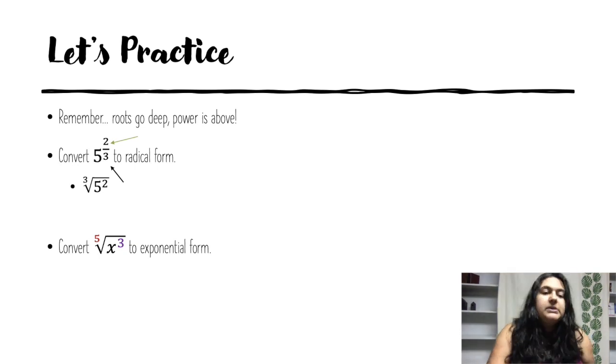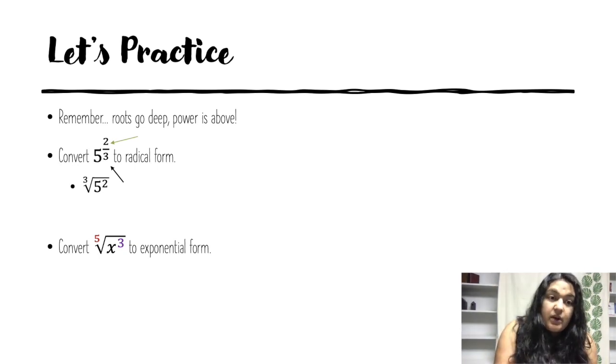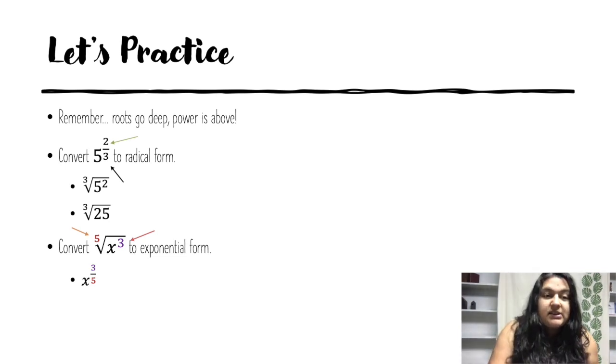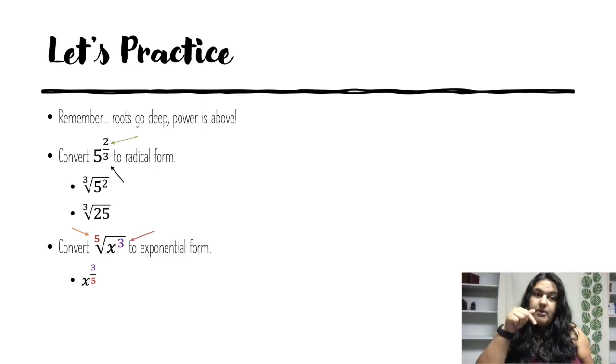Okay, now let's do the opposite. Now I have the 5th root of x cubed. Where is my root? Oh, totally forgot about that. You can simplify that, right? So 5 squared is just 25. Had to do that. Okay, so the 5th root, that is my root. It is going to be on the bottom when I rewrite this. And then here's my power. That's what's going to be on top when I write my exponent. My base stays the same. My base was x. And then I rewrote this with 3 on top because that's my power, and root on the bottom.